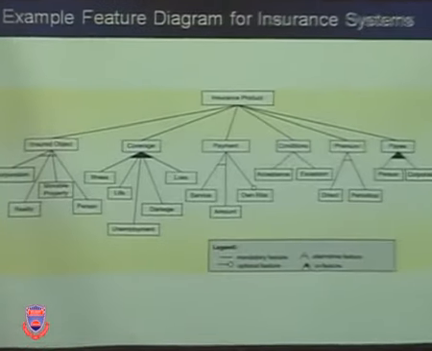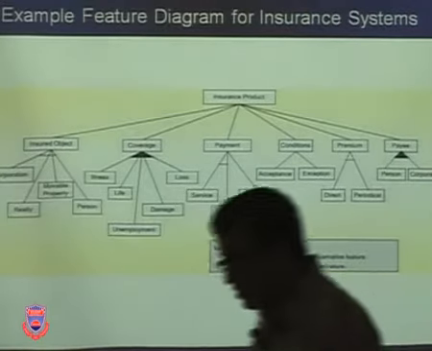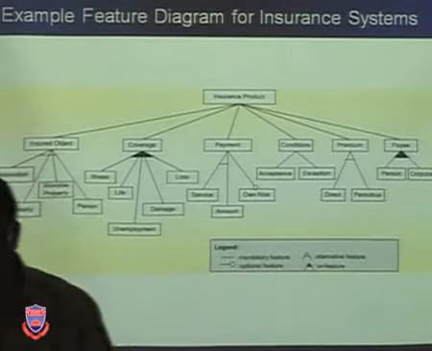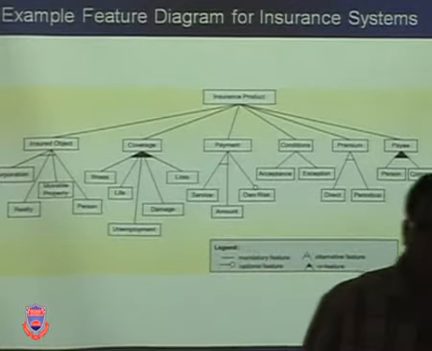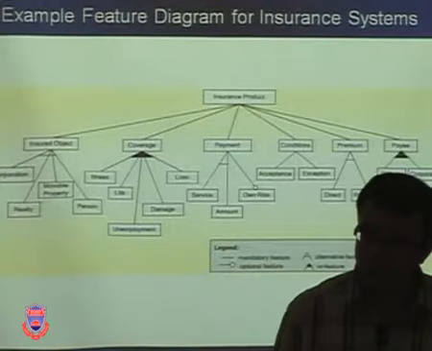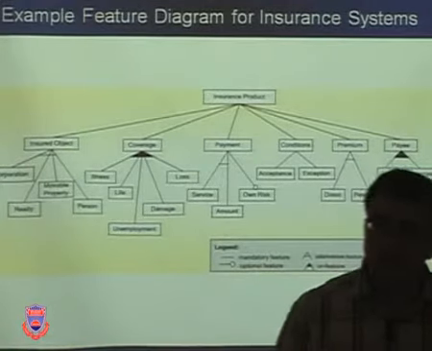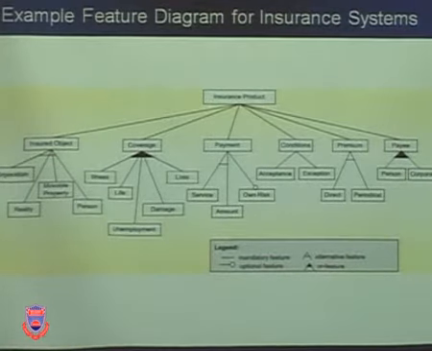Example, insurance system. We identified the domain of insurance systems. We talked to domain experts. We analyzed the knowledge sources. We did commonality analysis. And then we defined the concepts and definitions, and this is also another domain model, a feature diagram, where we represent the domain of insurance systems.